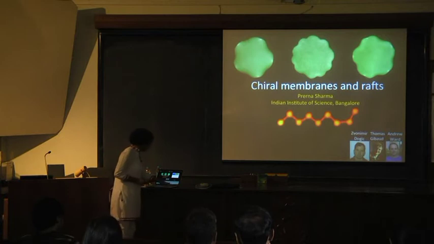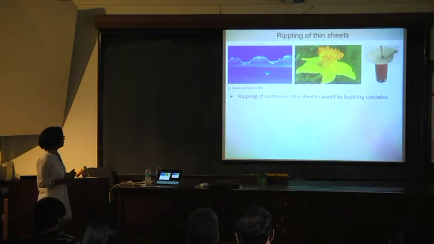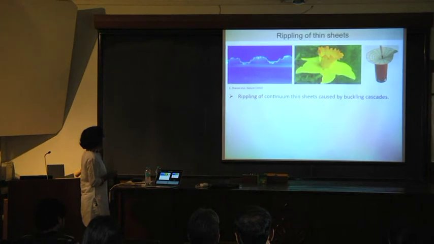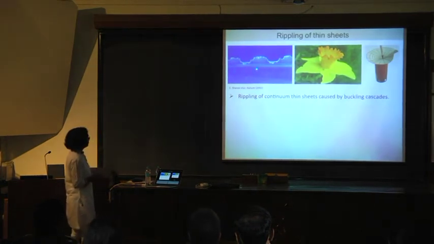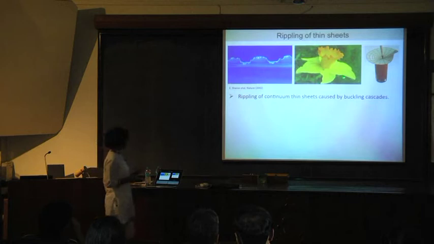So rippled edges are quite common in nature. You can do a simple experiment of taking a garbage bag and just tearing it, and what you would find is that the torn edge spontaneously buckles out of the plane to make this wavy edge. You can also find them in natural settings like ruffles of dandelion flowers.